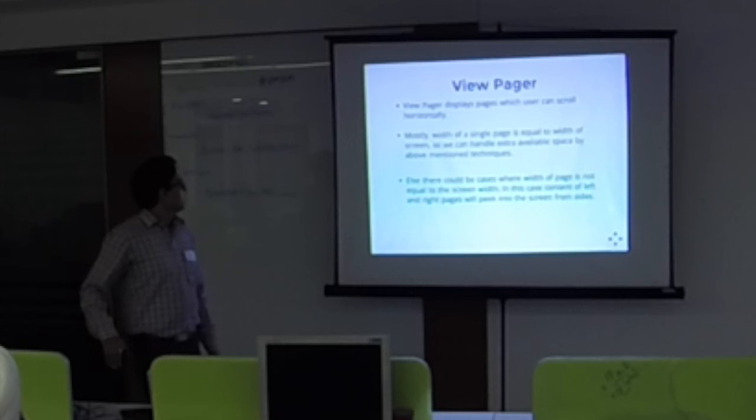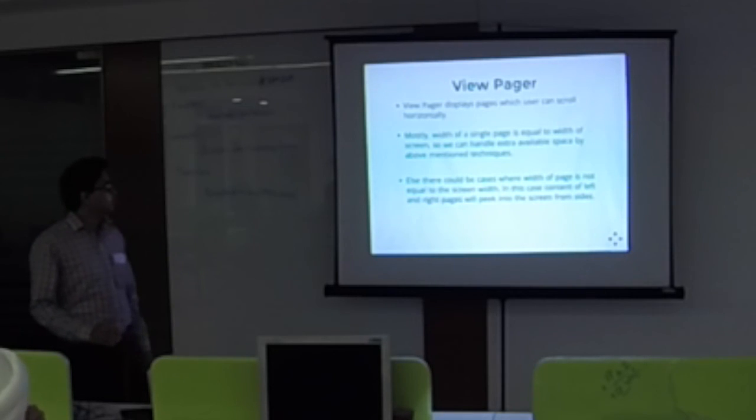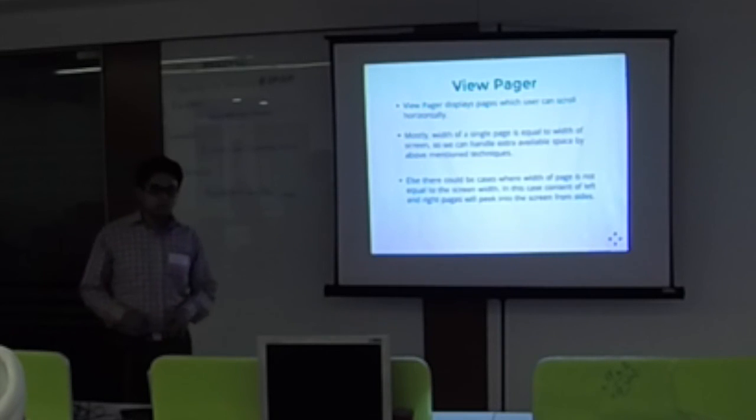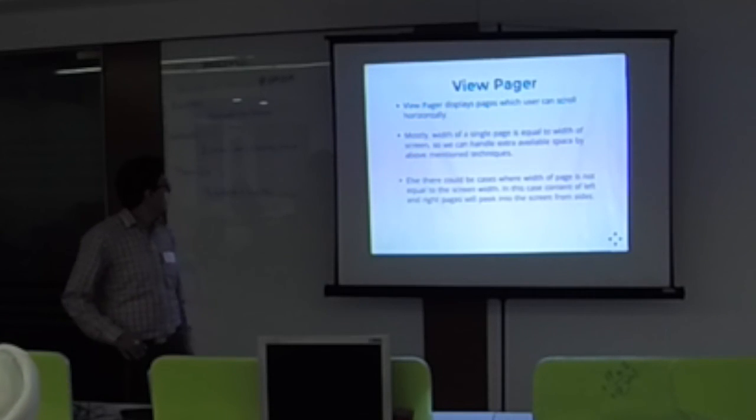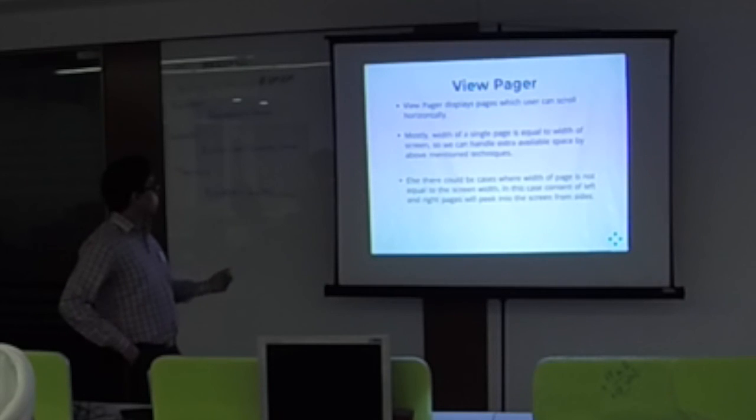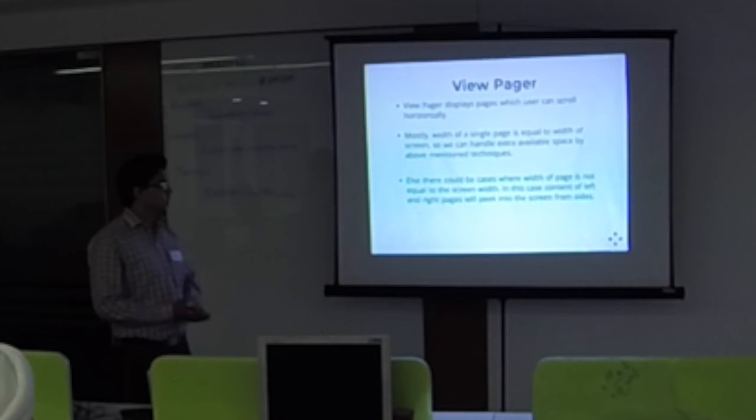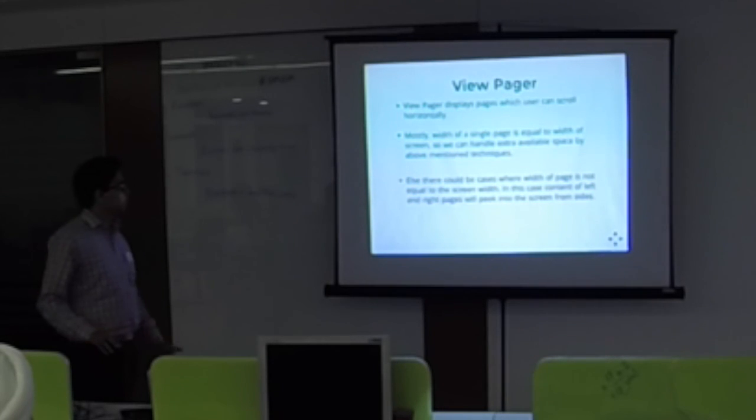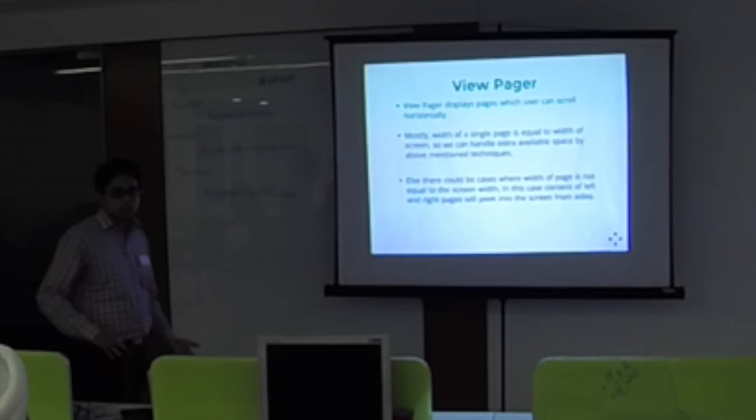The major example of horizontally scrollable content is the view pager in Android. So view pager shows pages, and we can swipe those pages horizontally. In most cases, the width of a single page is equal to the width of the screen. In that case, we can handle extra available space by the above mentioned techniques.